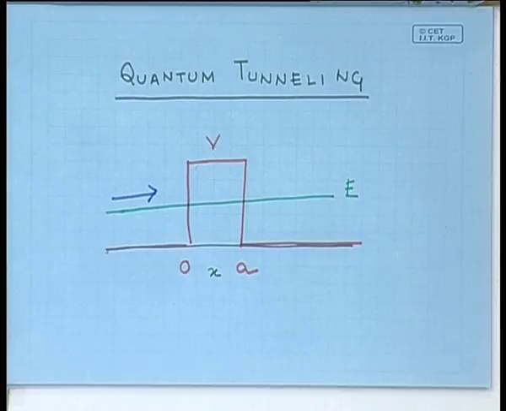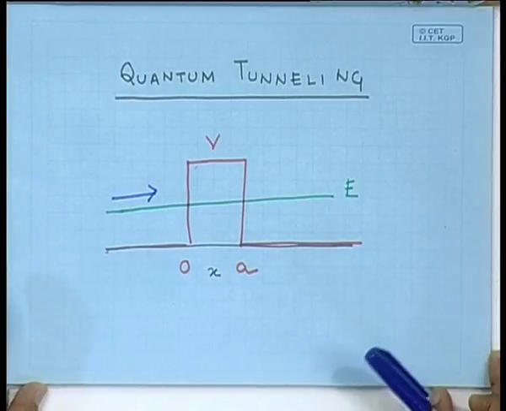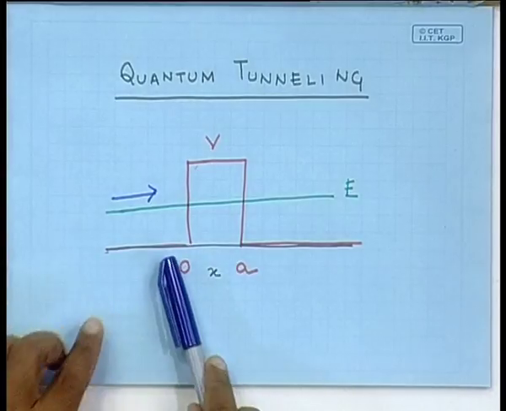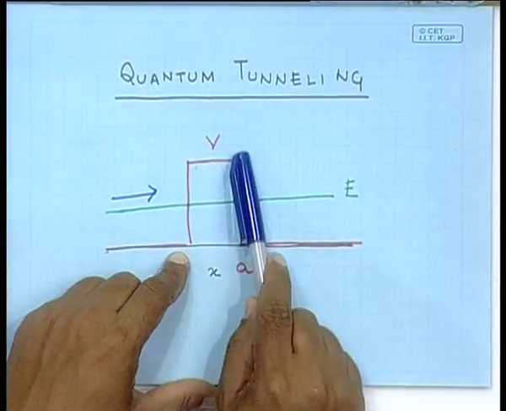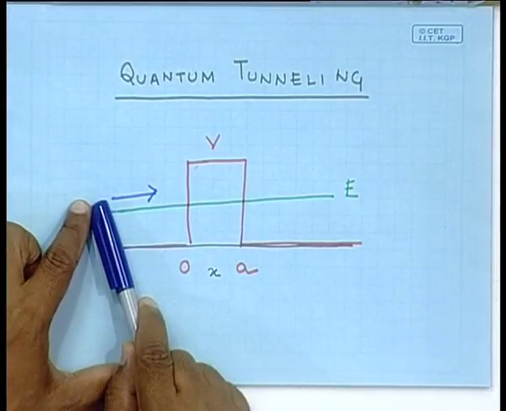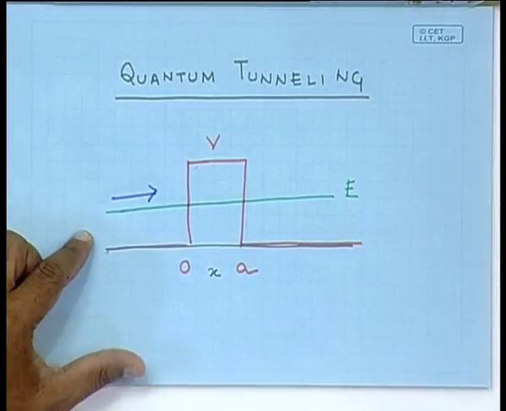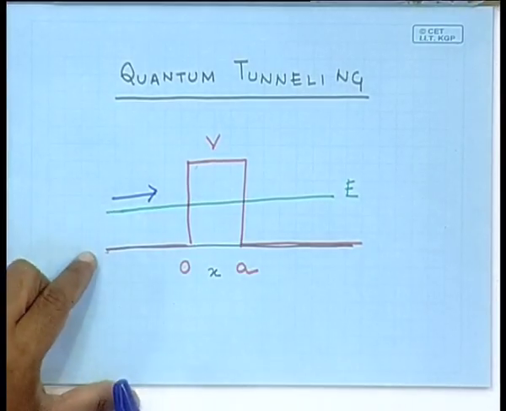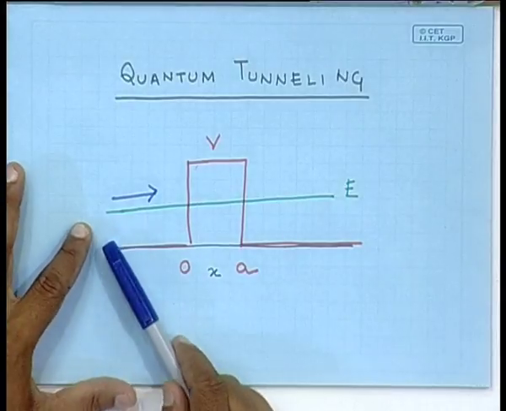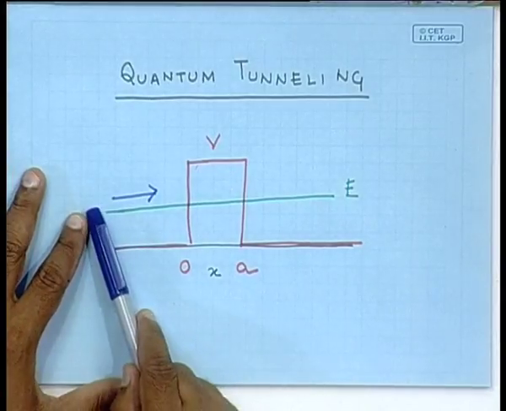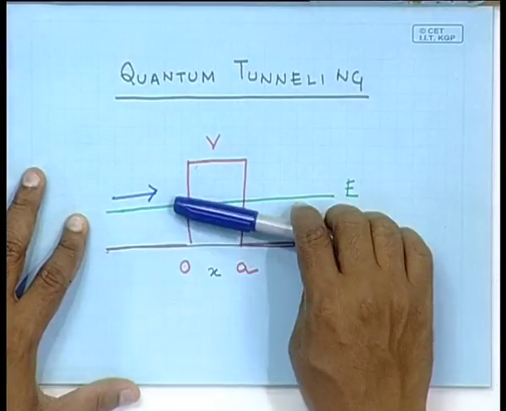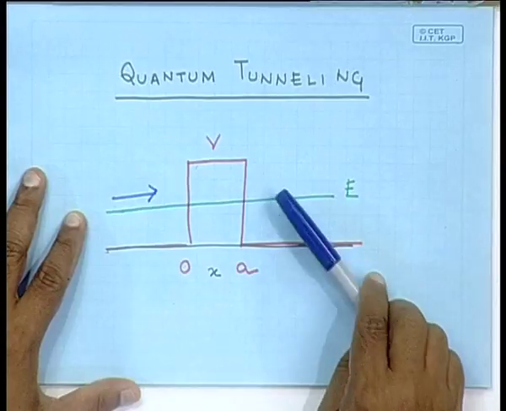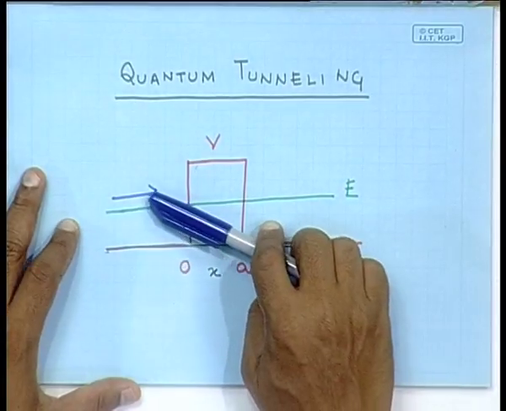Now, if you were to analyze this situation using classical mechanics, where we had a potential barrier V and there was a particle incident from the left hand side whose energy was less than the potential V, in classical mechanics we would expect that the particle would get reflected back. It would not be able to overcome this potential and reach the other side.